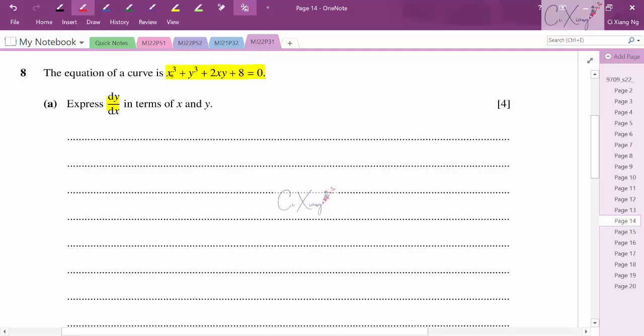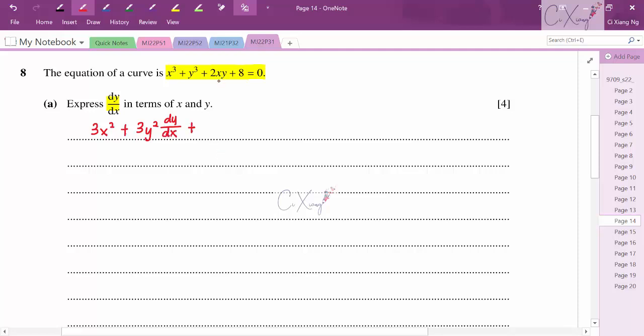So apply the implicit differentiation for the first term, x power 3. When we differentiate, we will have 3x squared. Then plus the second term, y power 3. It will be 3y power 2. And because this is a variable y, we differentiate it with respect to x, so we need to put dy/dx at the back.